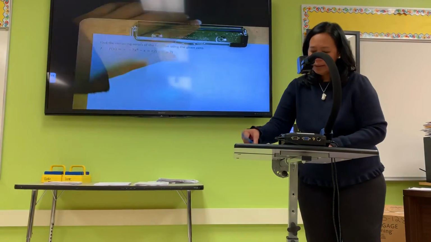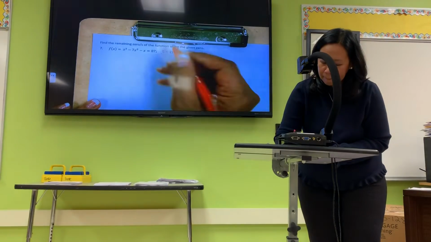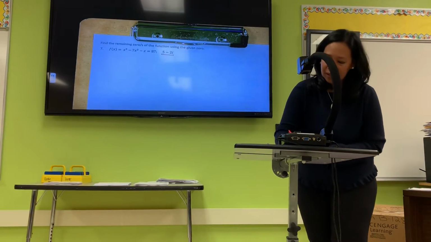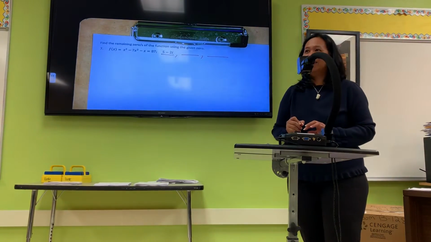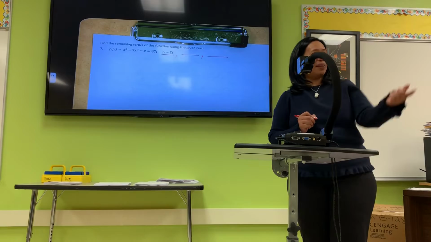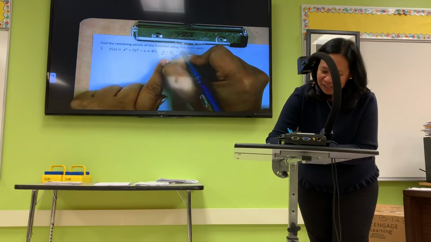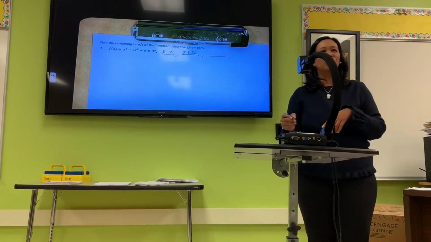Number 7. The zero that's given to us is 5 minus 2i. How many zeros are we looking for? 3. So that means we need 2 more. But there's a preview, because we are given the imaginary one, which is 5 plus 2i. I love these questions because they're not going to take you too long.